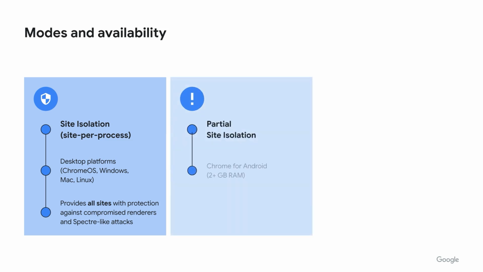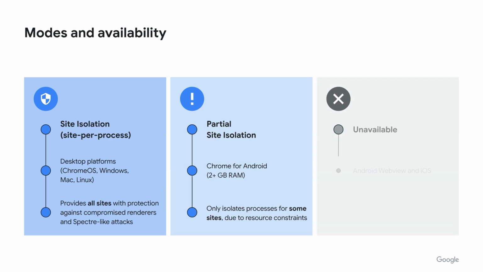On platforms such as Android, which have more significant resource constraints, Chrome only isolates processes for some sites, putting the rest in unlocked processes that can be used for any other website. There's also a threshold of about 2 GB of device RAM required to support any level of site isolation on Android. Site isolation is currently unavailable on Android WebView and iOS.